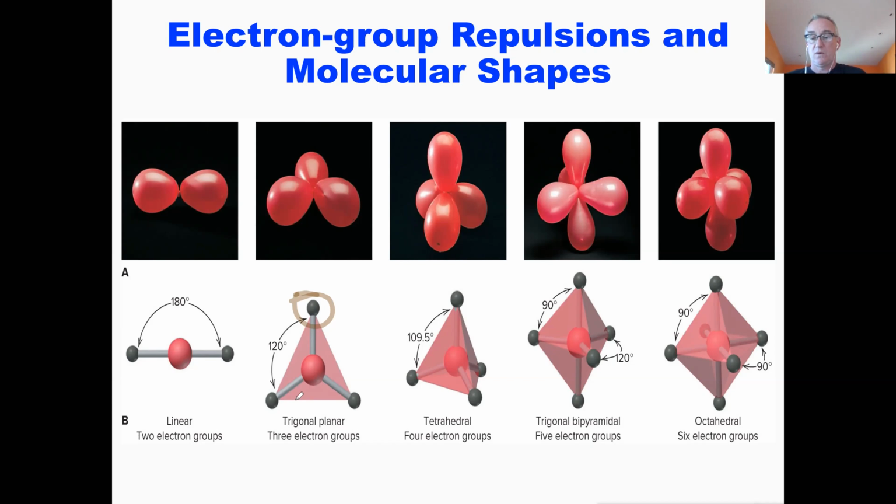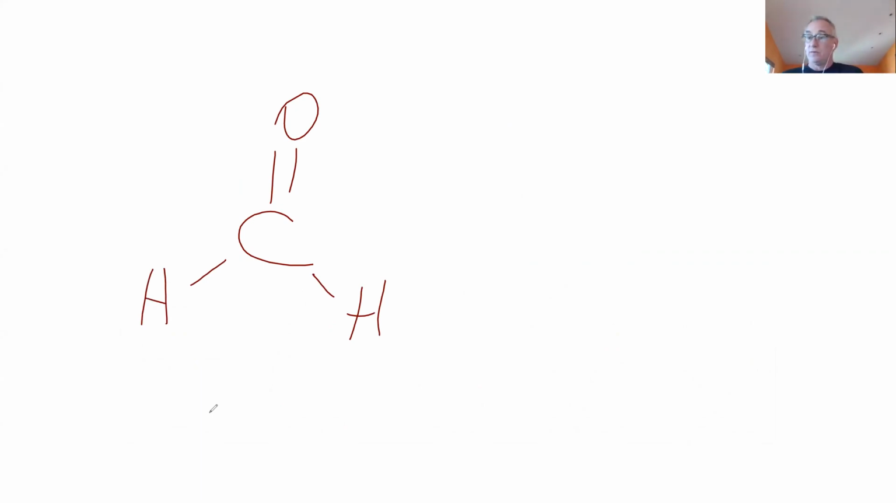Wait, so is the number of bonding regions going to be the same? Oh, okay. Let me pull up a whiteboard. Hopefully this will explain it a little bit better. So if I have, let's say I've got this molecule, formaldehyde. You may have heard of it. So there is my structure for formaldehyde.